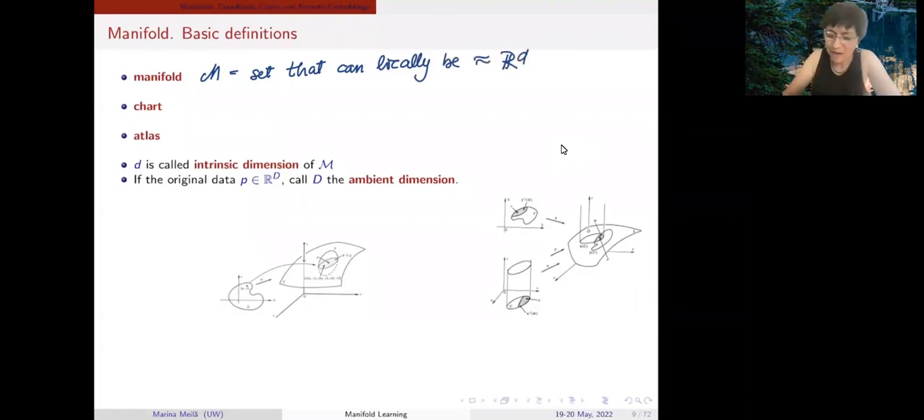It's like R^d, but only locally, so on a neighborhood. The chart is something that represents this relationship more exactly. So suppose we have a neighborhood U in the manifold.